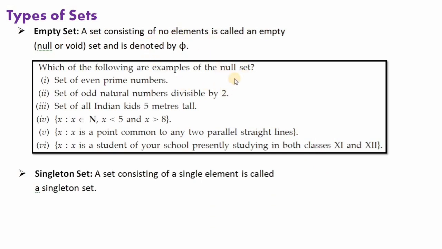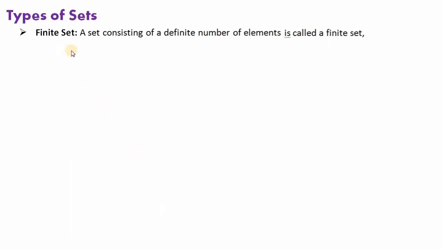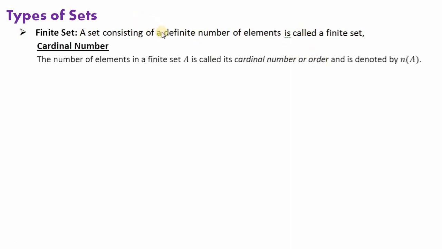Now, if the set contains only one element, for example, this first one, set of even prime number, it contains only number 2, isn't it? So, if there is only a single element, then such kind of set is known as singleton set. Now, next is finite set. Finite means something which you are able to count. So, a set consisting of definite number of elements is called a finite set. If you are able to count the number of elements, then the number of elements present in that set is called its cardinal number, and it's also called order of the set. If there is a set A, then the number of elements present in it is denoted by n of A.